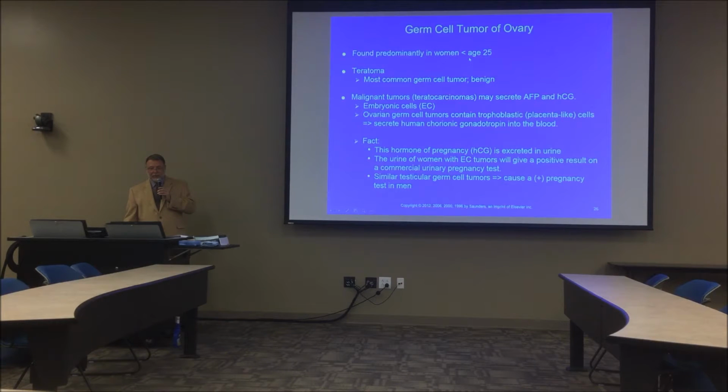So the thing here with a germ cell tumor of the ovary is that it's typically in women younger than age 25. Teratoma, the most common germ cell tumor, is benign, but the malignant tumors, the teratocarcinomas, are going to secrete two markers, alpha-fetoprotein and human chorionic gonadotropin. So this hormone, as in pregnancy, is excreted in urine, so you're going to be able to mark it.